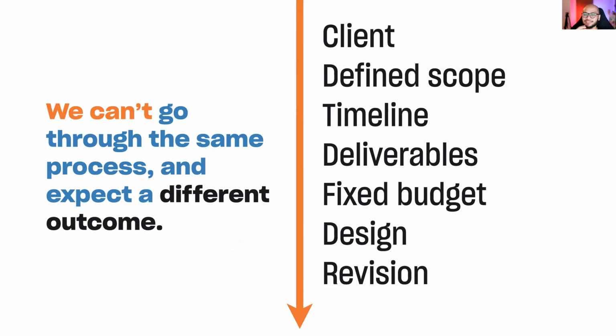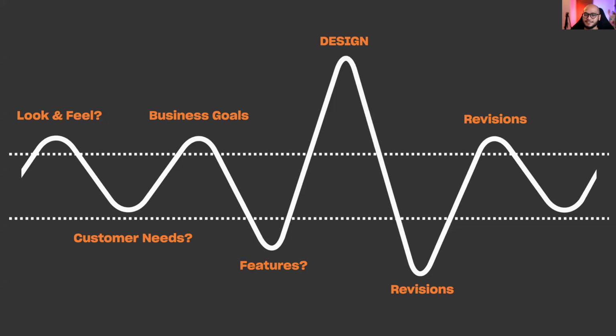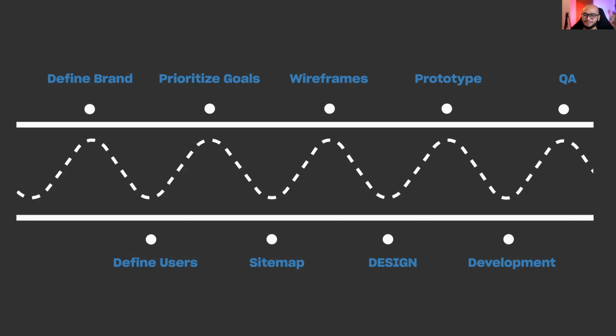But we can't go through the same process and expect a different outcome. So all of this has to change. You have to control the flow and frequency of decisions. Get it from this point, very crazy, when you're designing revisions and features, it's more a question, not really an answer, of prioritizing certain steps of the process, and then always looking back.